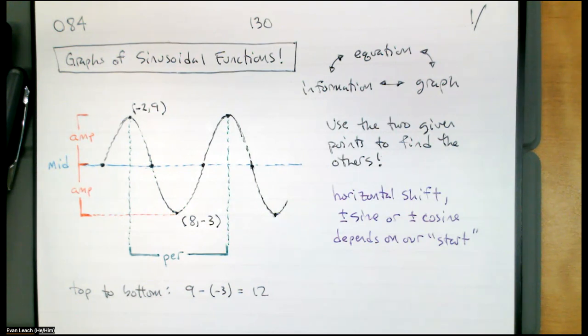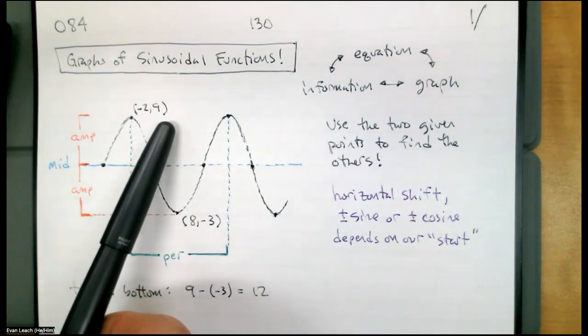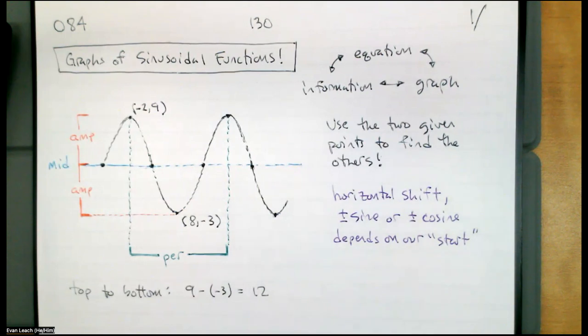So from top to bottom, if we want to know the amplitude and where the middle is, we need to look at the vertical information. So the vertical information is the second coordinate, the 9 and the -3. The distance from the top to the bottom is 9 minus a -3. That's how we find distance. We take the ending point and we subtract the first one. So 9 minus a -3 is 12.